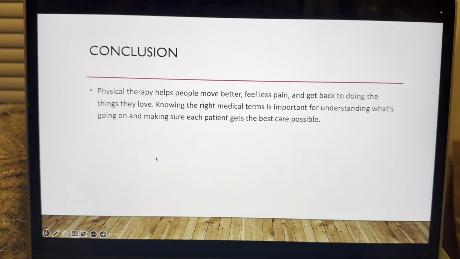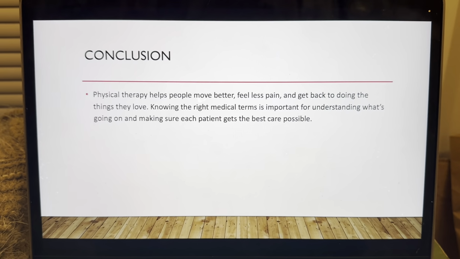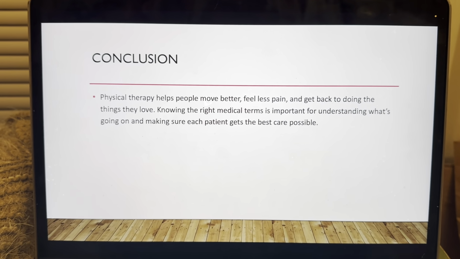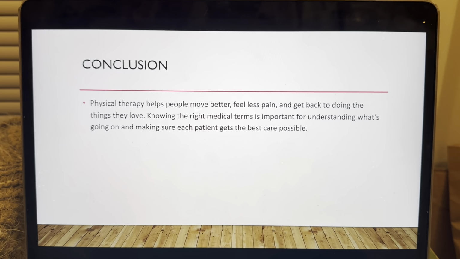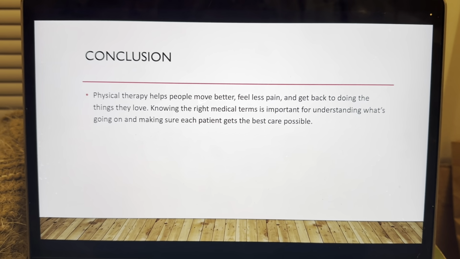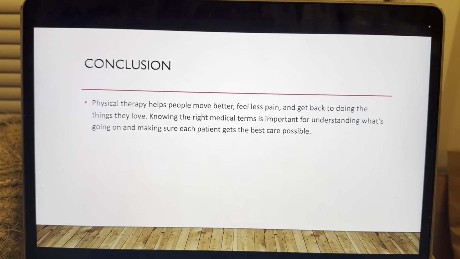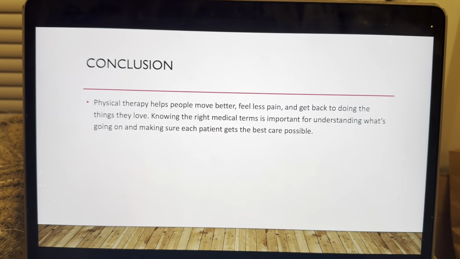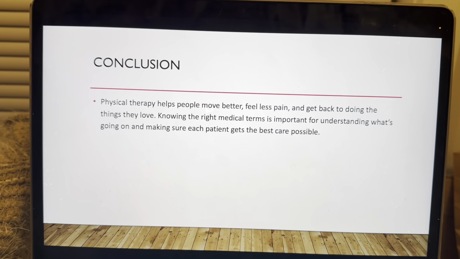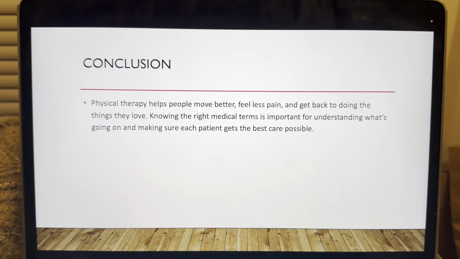So in conclusion, physical therapy helps people move better, feel less pain, and get back to doing the things they love. Knowing the right medical terms is important for understanding what's going on and making sure each patient gets the best care possible. Through this assignment, I learned how deeply physical therapy is connected to medical terminology, not just for treatment, but also for communication with patients and healthcare teams like doctors.